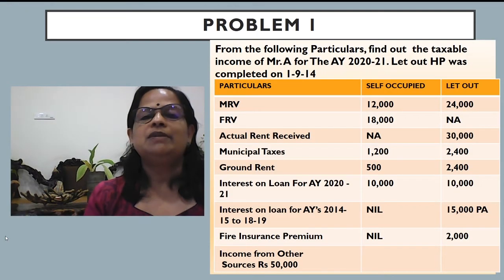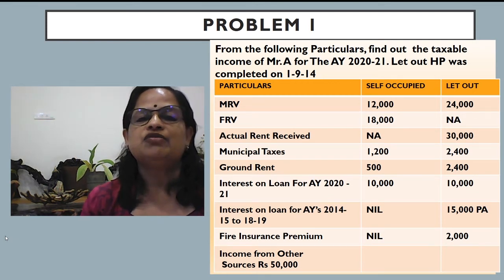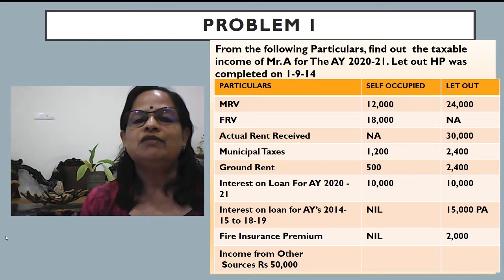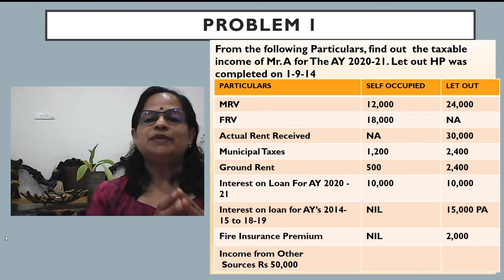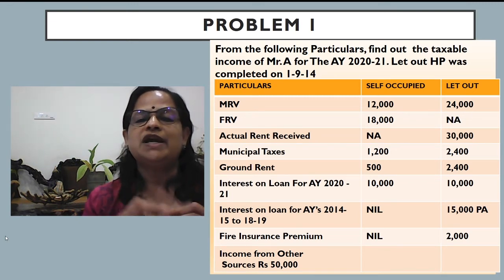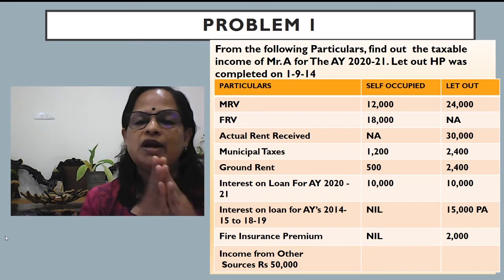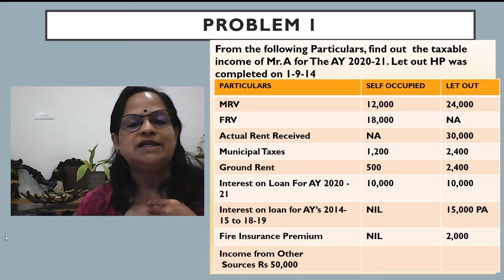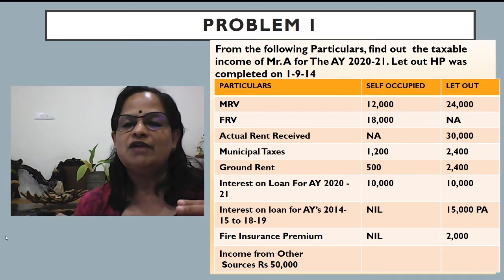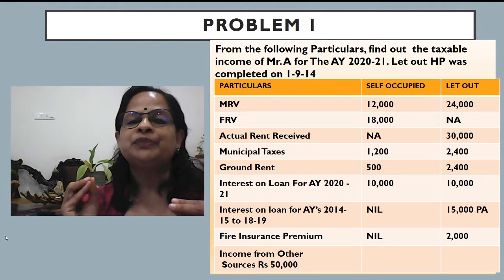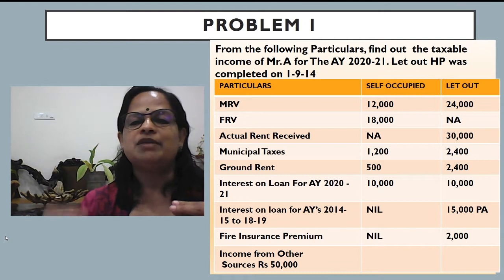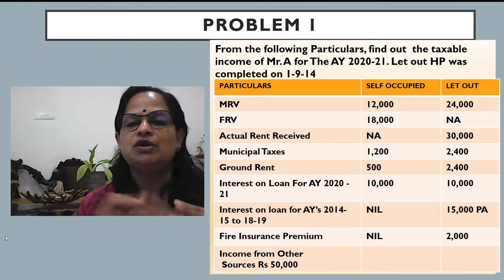The first problem: from the following particulars, find out the taxable income of Mr. A for the assessment year 2021. Let out house property was completed on 1/9/14. So for the let out house property, the date of completion is given as 1/9/2014. One house property is self-occupied and one is let out. Municipal rental value is there for both the houses. Fair rental value is there. Actual rent received is not available and not applicable for the self-occupied one.